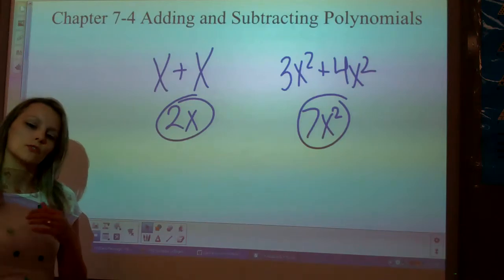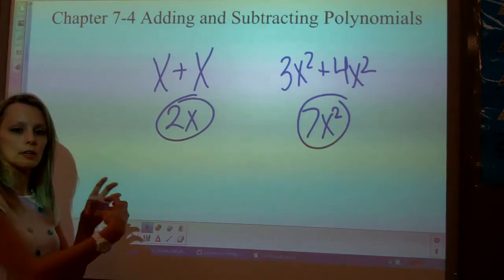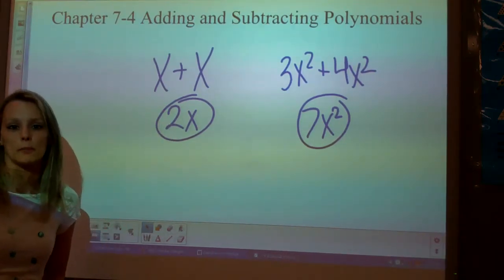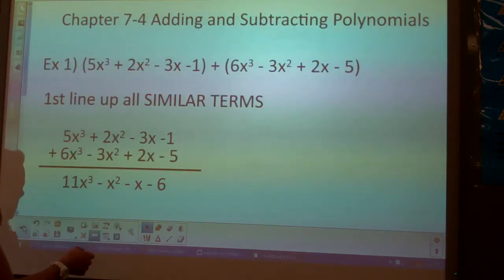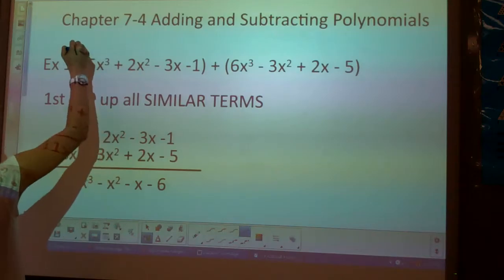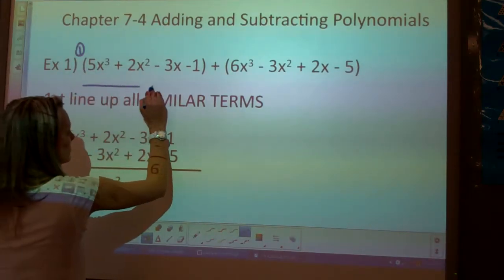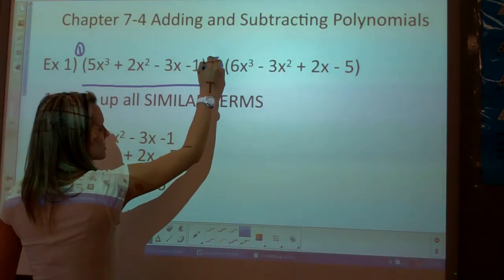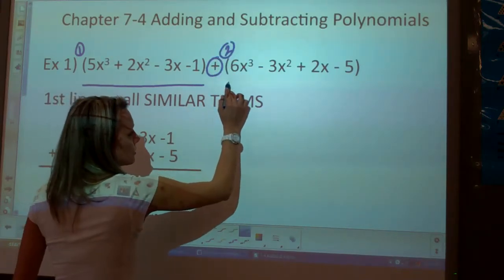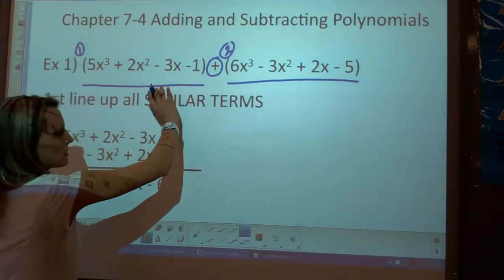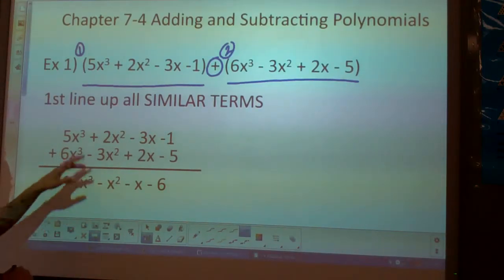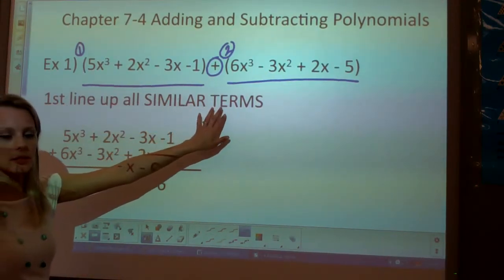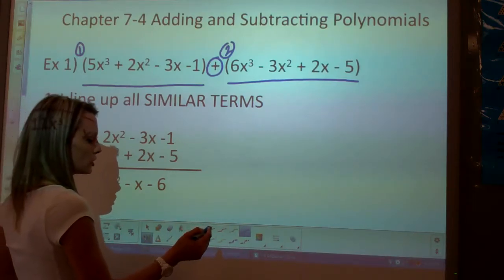Adding polynomials is very similar, but the polynomial just consists of more than one term. So for example 1, we have a polynomial 1 plus a polynomial 2. So we have two different polynomials here that we are adding. So first we need to line up all of our similar terms, or all of our like terms.